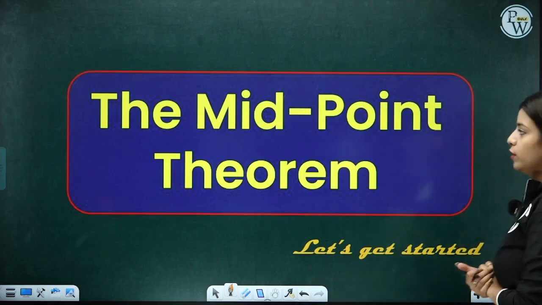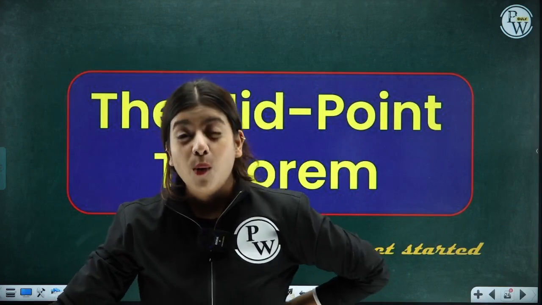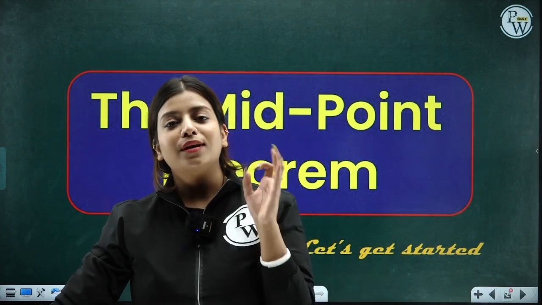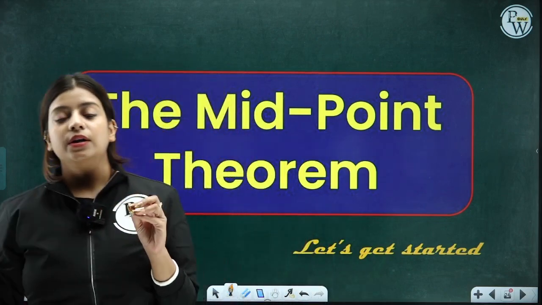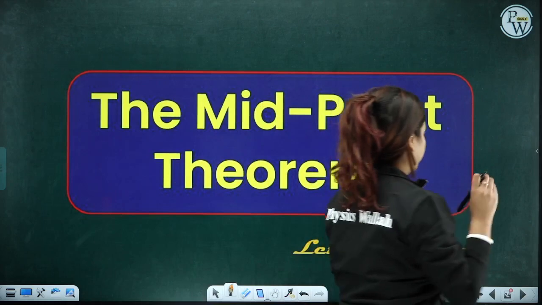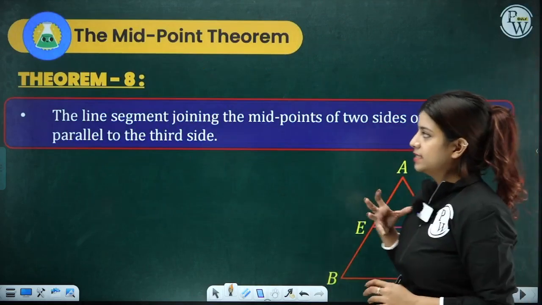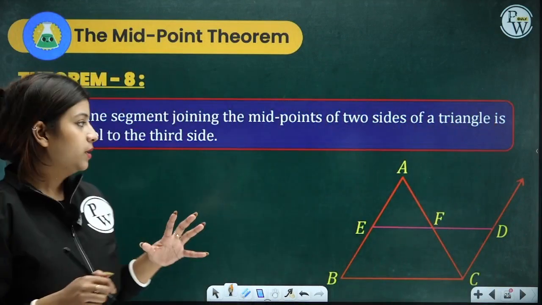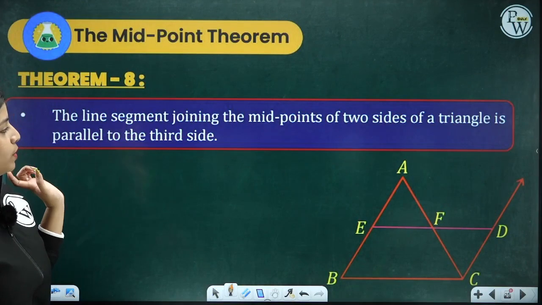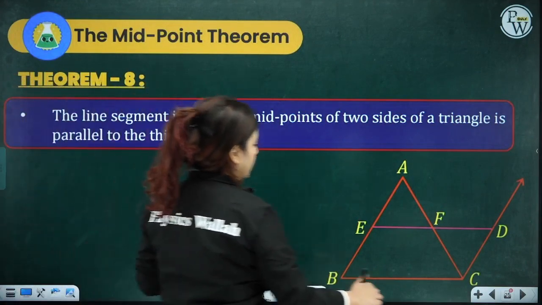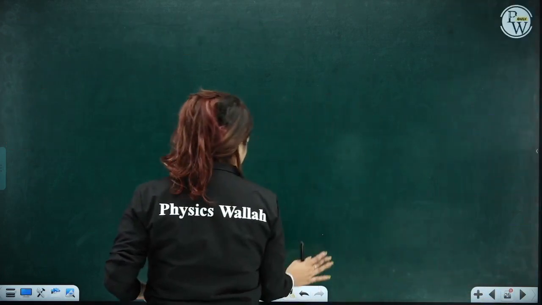Now let's move forward to our midpoint theorem. This particular theorem is one of the most important parts in this chapter. Believe me, this midpoint theorem is the most important concept and its proof is majorly asked. So let's start with it. The theorem says what? First of all, understand: the line segment joining the midpoints of two sides of a triangle is parallel to the third side. Now what does this mean? We first have to understand what this means.